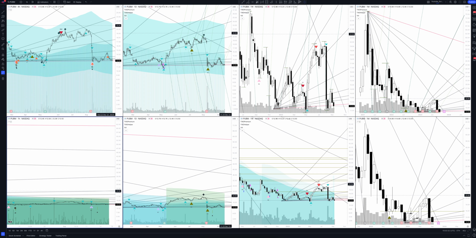We'll take a look at Pubmatic stock. Let's analyze the market situation and find out how you can make money on it. Let's start.